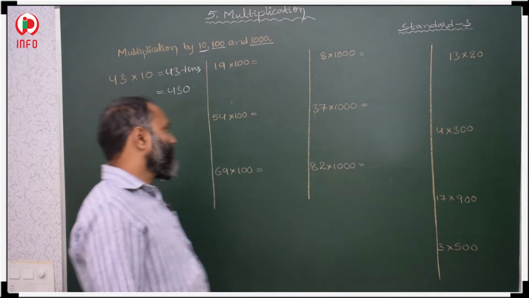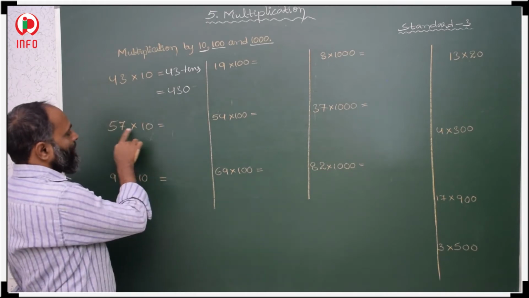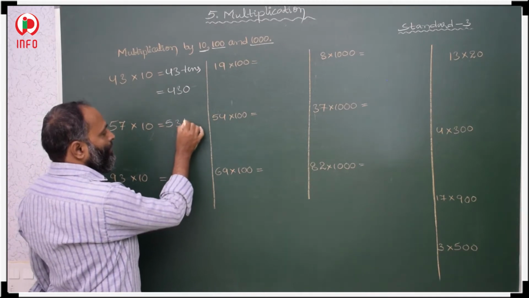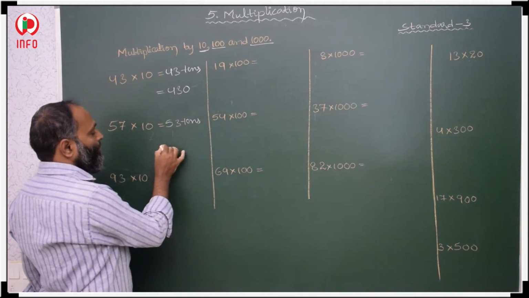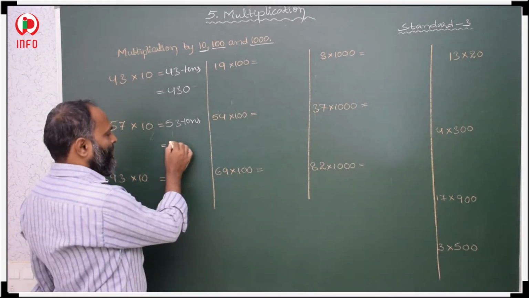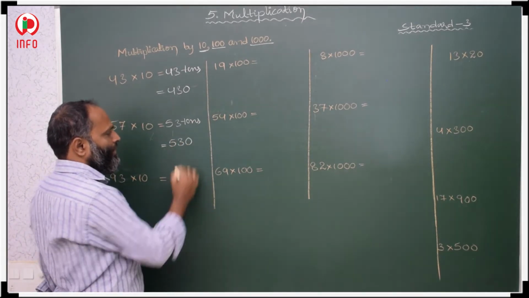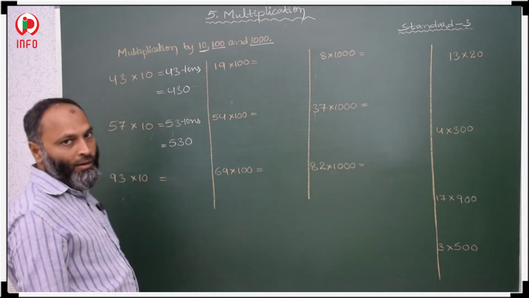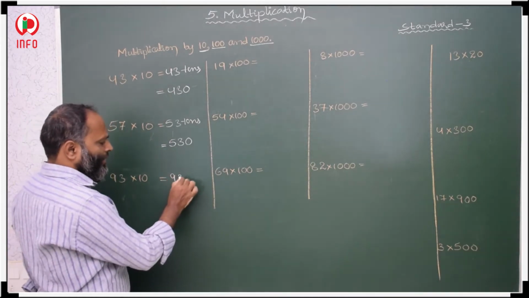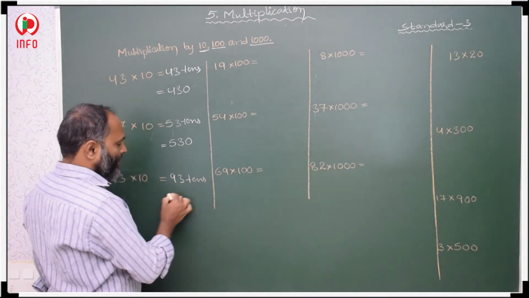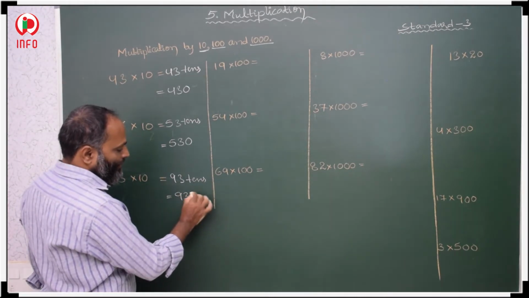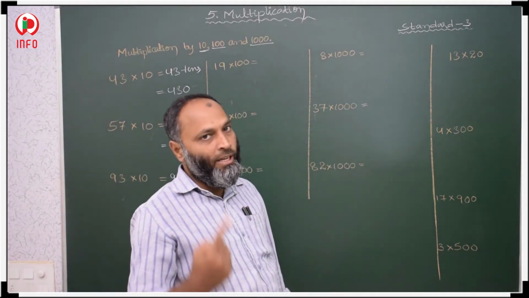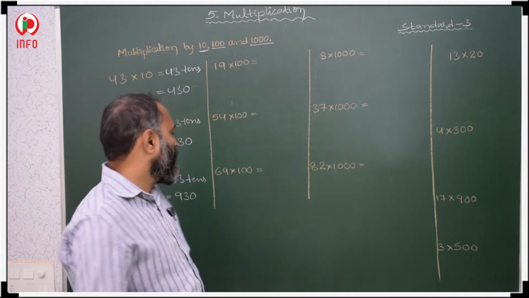In the same way, 53 multiplied with 10 is nothing but 53 tens. Then 53 tens means 530. The same way, 93 into 10 is 93 tens. 93 tens means in ones place we have to take 0. Why? Because in 10 we have 1 0, so that is why we have to take 0 in ones place.